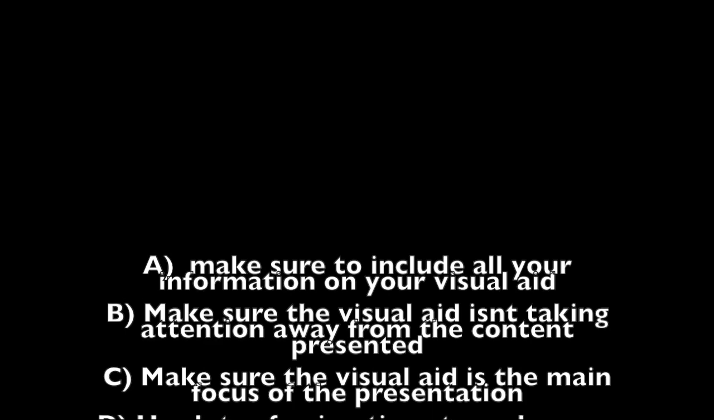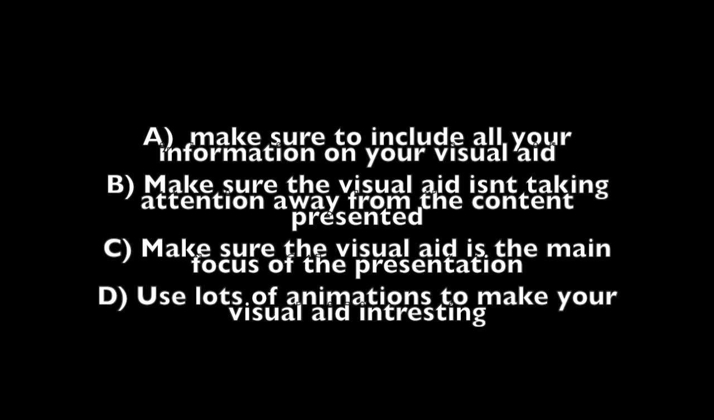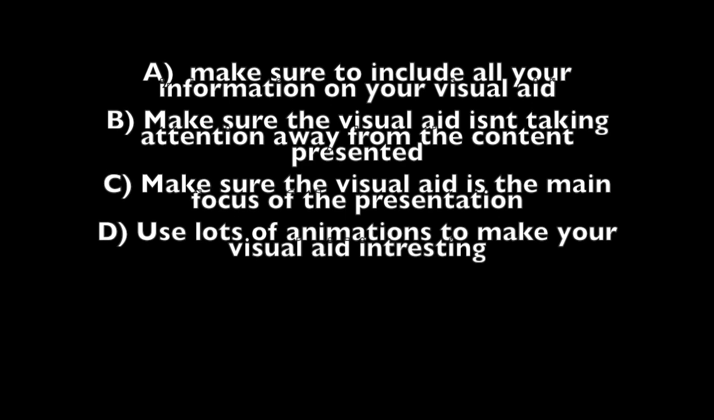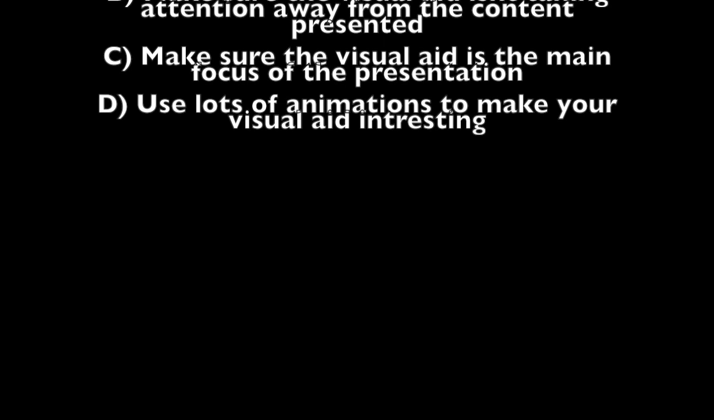What are the main things you should focus on when having a visual aid? A. Make sure to include all your information on the visual aid. B. Make sure the visual aid isn't taking attention away from the content presented. C. Make sure the visual aid is the main focus of the presentation. D. Use lots of animations to make your visual aid interesting.